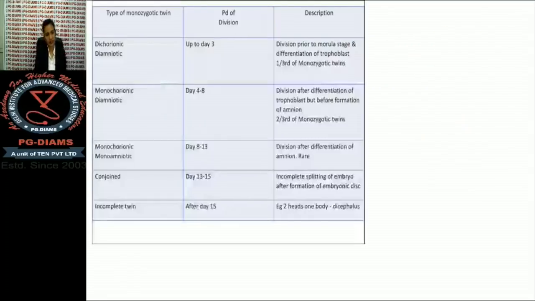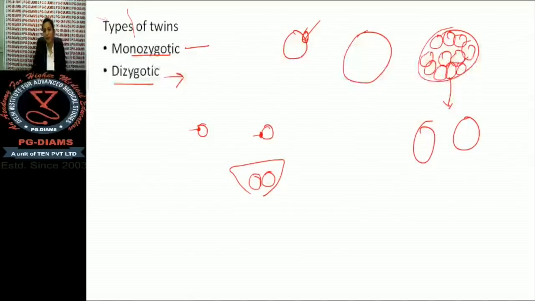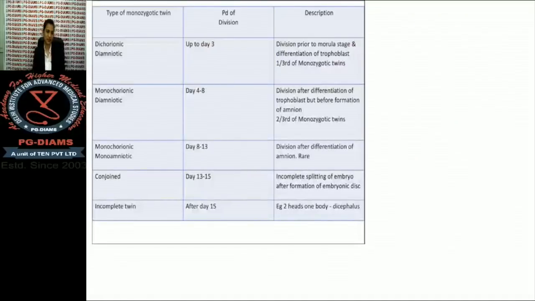Now, depending on what time, at what period of gestation and at what stage of development this embryo divides, monozygotic twins can be further classified into various types. Dichorionic diamniotic is when you have two different placentas and two different sacs. So there's no connection between them. The placentas are separate, the amniotic sacs are separate. This is the lowest risk monozygotic twin pregnancy. When the embryo separates before 3 days, up to 3 days after fertilization, it forms diamniotic dichorionic.